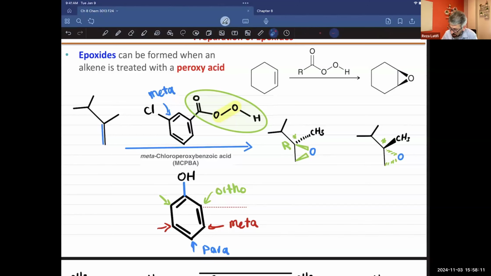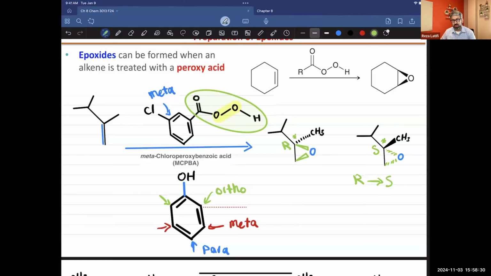And next one, this one is 1. This is 2, and 3 is here, and that's going to be the fourth one. Again, let's follow the numbers. It's supposed to be R, because the fourth priority is facing toward us. It will be S. So this one is going to be S.